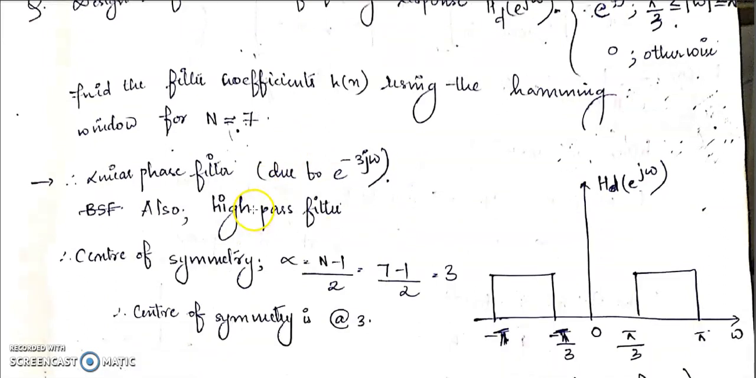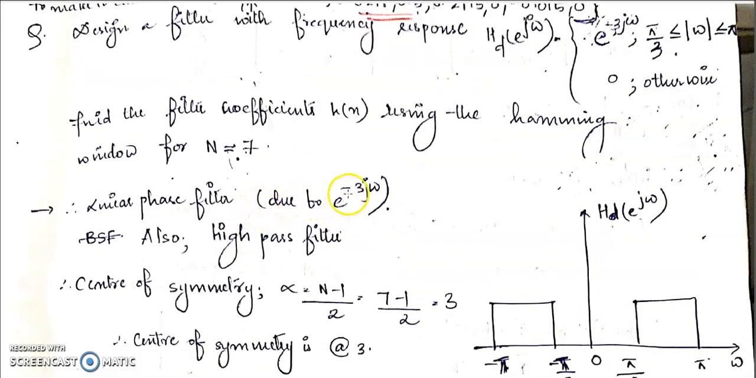So the first step is that we want to check whether it is a linear phase filter or a zero phase filter. From the frequency response itself, it is clear that this is a linear phase filter. What is the reason? Here e raised to minus 3j omega has a phase term, minus 3 omega. So it is a linear phase filter. Next step is that we want to decide which type of filter it is: a low pass filter, high pass filter, or any other filter.